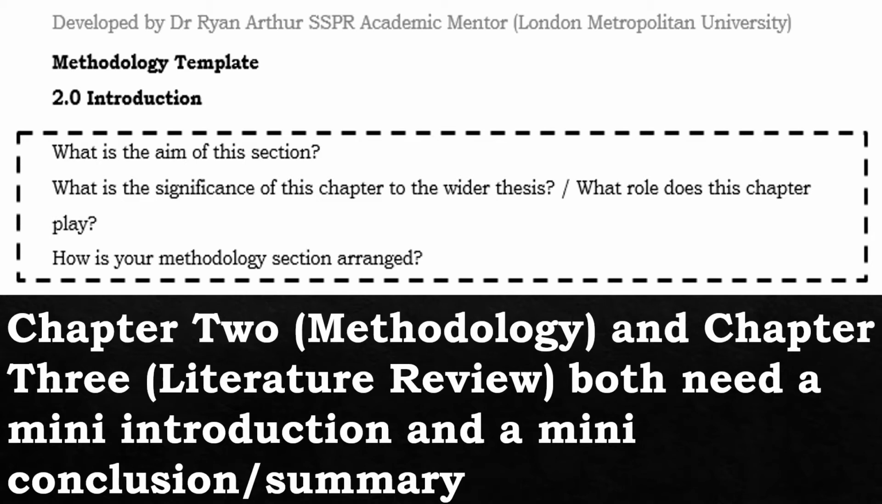And I've got an example in the template of how a student went about this. So what is the aim of your section? And you can either answer what is the significance of this chapter, or what role does this chapter play? And of course you will end by discussing the order of your methodology section. Methodology will begin with this, will be followed by this, will be followed by this. A very simple intro. Please don't try to make this too long. 2 or 3 sentences is fine.